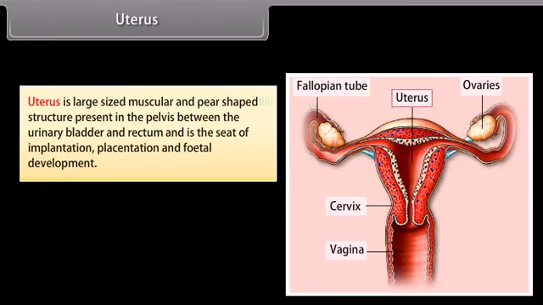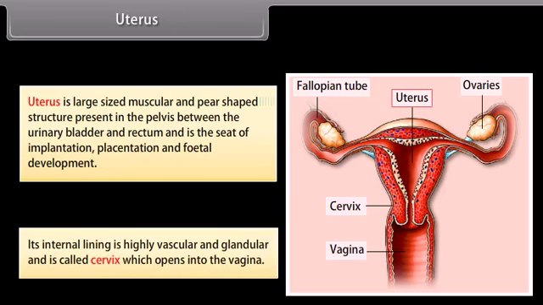Uterus. The uterus is a large, muscular, pear-shaped structure present in the pelvis between the urinary bladder and rectum, and is the seat of implantation, placentation, and fetal development. Its internal lining is highly vascular and glandular, and the lower part is called the cervix, which opens into the vagina.